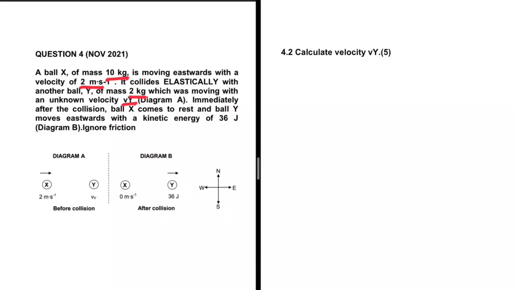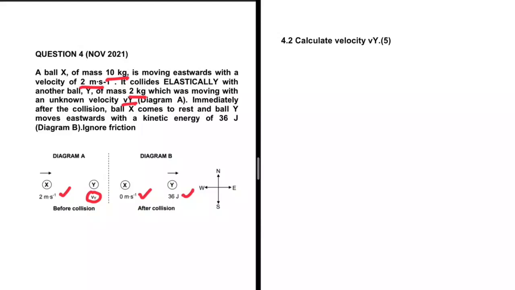We can see ball X with a velocity of 2 meters per second and ball Y with unknown velocity Vy. Immediately after the collision, ball X comes to rest and ball Y moves eastward with a kinetic energy of 36 joules. So X is now at rest and ball Y has a kinetic energy of 36 joules.